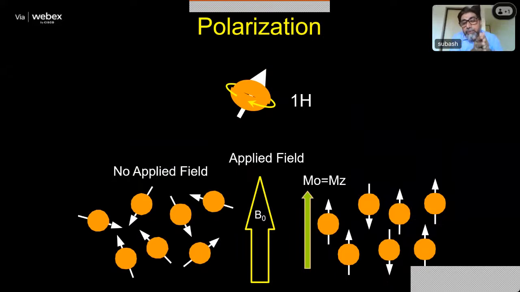But if you apply a very strong magnetic field B naught on this sample, most of the nuclei will align with the magnetic field, because all these nuclei, which have hydrogen atoms, have positive charge and their spin behaves like tiny bar magnets, and these magnets will try to align with the external magnetic field. All these vectors will add up to a bigger magnetic vector, which is called M naught, equal to Mz, and Mz is in the direction of the external magnetic field.